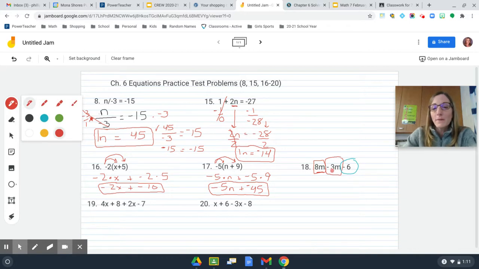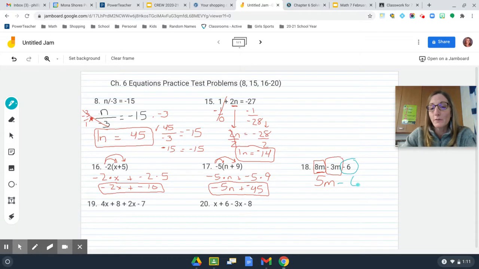Well, let's combine these like terms. So 8m minus 3m, that is 5m. And then just this minus 6, I can't do anything else with it. There's nothing else to combine it with, so it just gets brought into the simplified expression, 5m minus 6. That's it, done. I can't simplify this anymore. 5m minus 6.